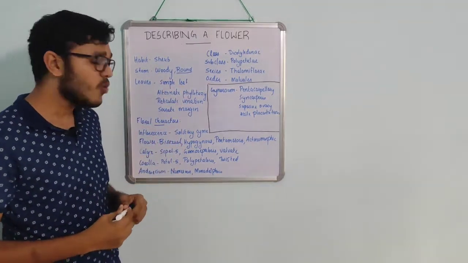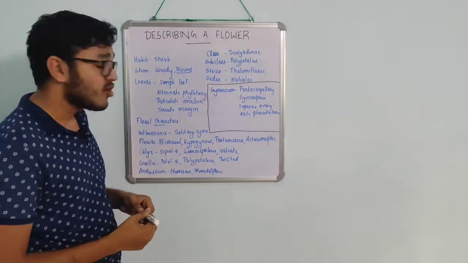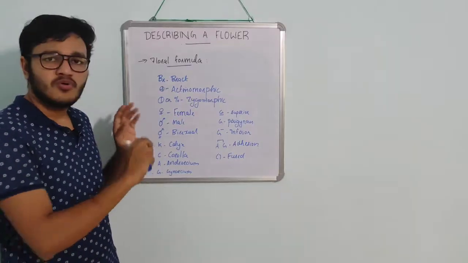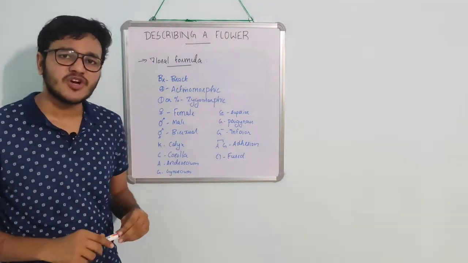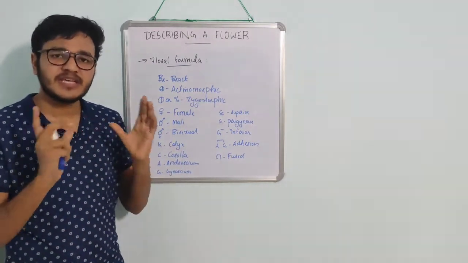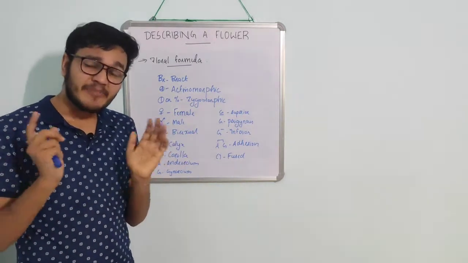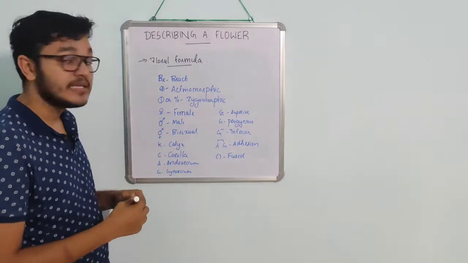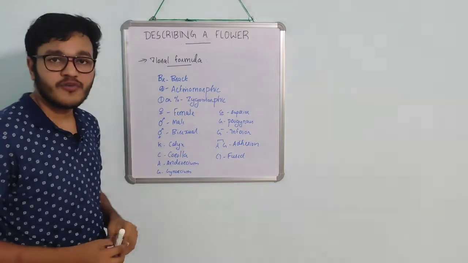Now let's see how we write about the floral characters, the floral diagram and floral formula. So now coming on to the floral formula. Floral formula is nothing but a symbolic representation of the parts of a flower, or simply representing a flower using symbols. And floral diagram is a diagrammatic representation of the arrangement and relations of each flower whorl with each other. Now the first one we are discussing is floral formula.